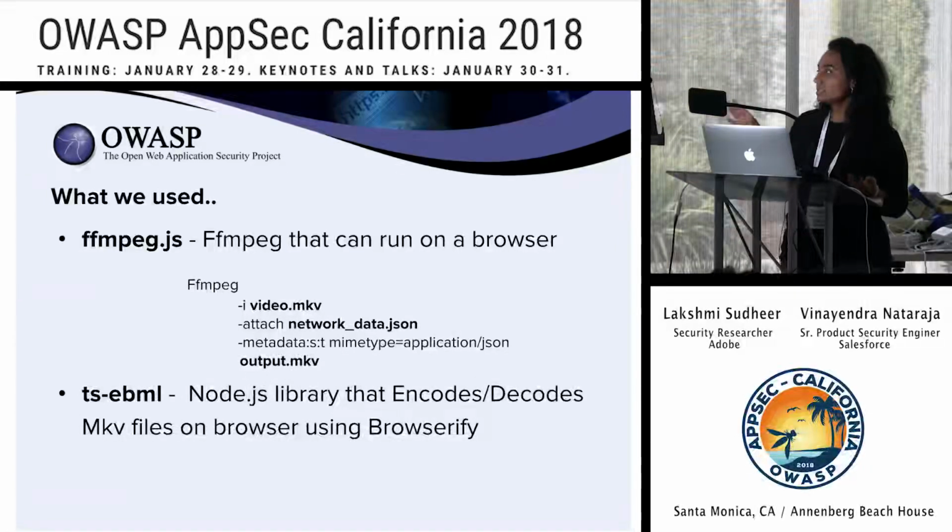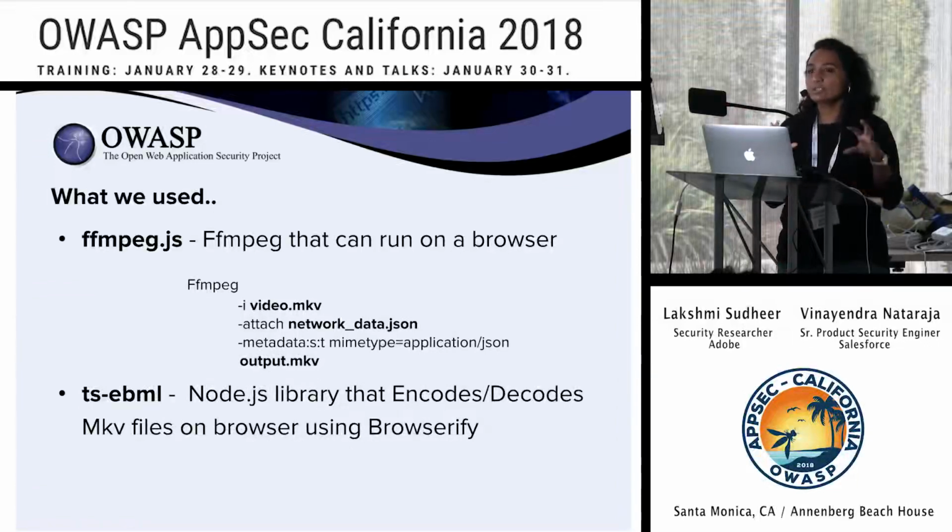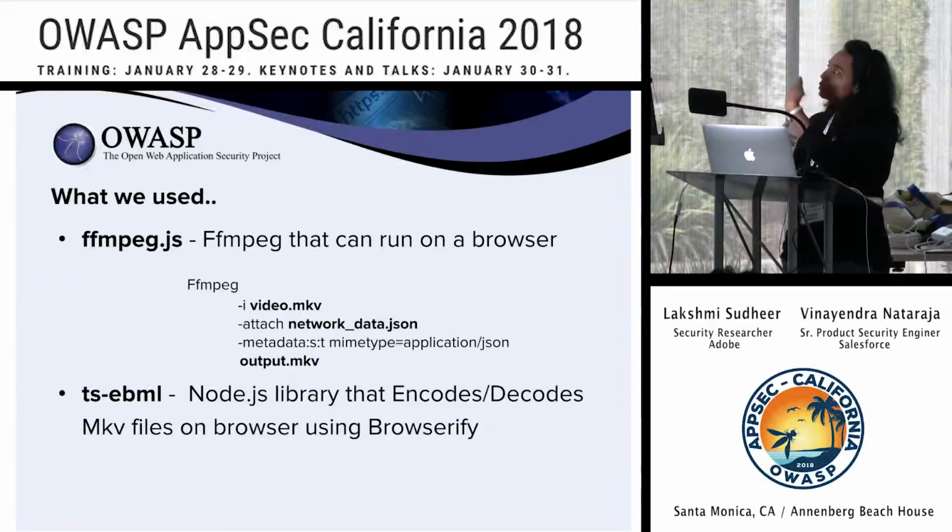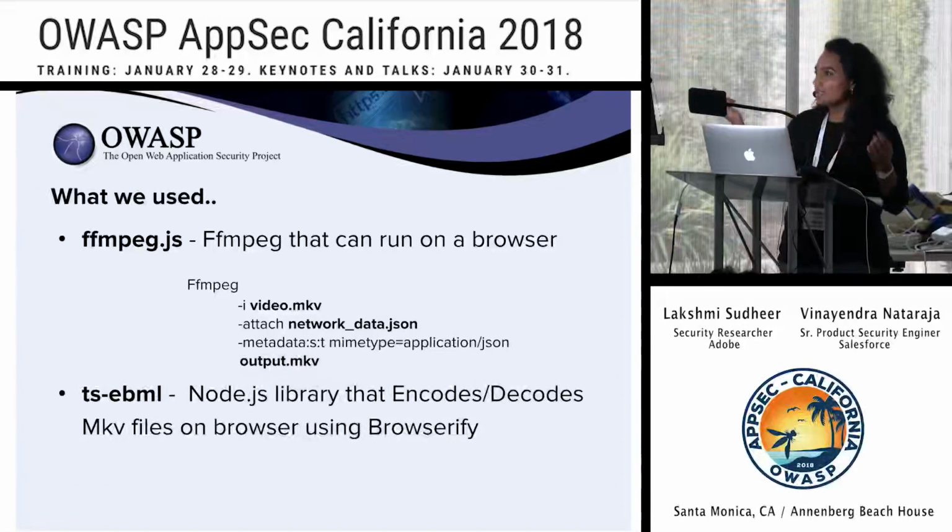That's when we came across TSEBML, which is a Node.js library. It performs the same thing, but it supports lesser codecs and stuff. So we have used both. We first go to TSEBML, and we let that attach the network data to the screen data out here. And in case that doesn't work, we have a fallback of ffmpeg.js. Either way, you have a reliable way of having your network data and screen data together.